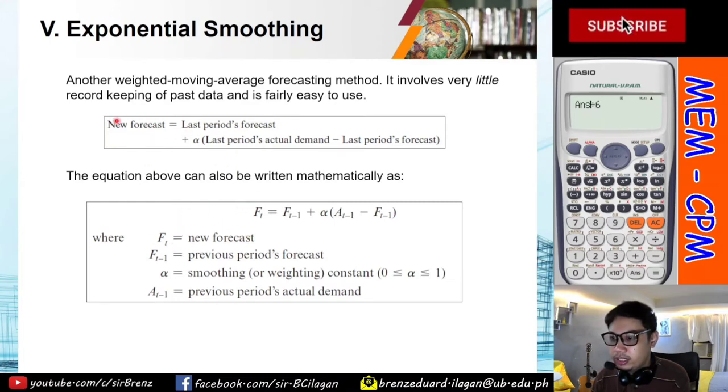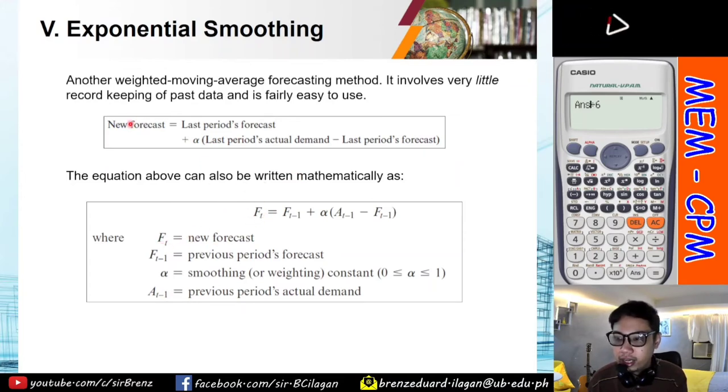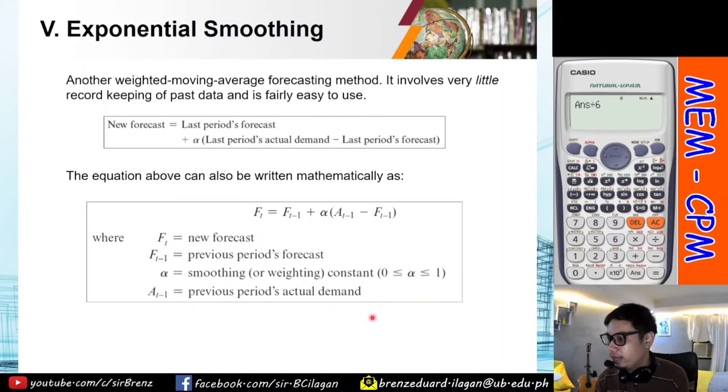Again, yung F sub T mo, so this is just the new forecast. Ginawa niya lang na ganito since hindi siya naka-word. Worded yung equation. So, nag-denote siya ng mga variable. Again, yung F sub T mo, this is just the new forecast. Ito rin yan. Yung F T minus 1, so this is just the previous period's forecast. Okay? And then yung alpha, so this is the smoothing or weighting constant. So, this value is ranging from 0 hanggang 1. And yung A sub T minus 1, so this is the previous period's actual demand.